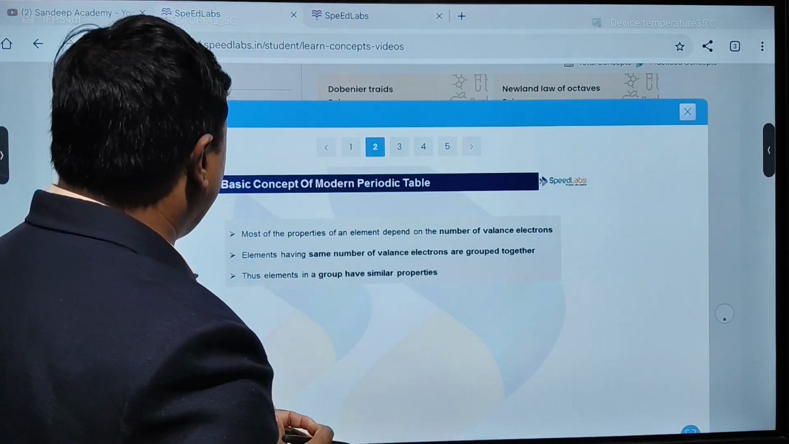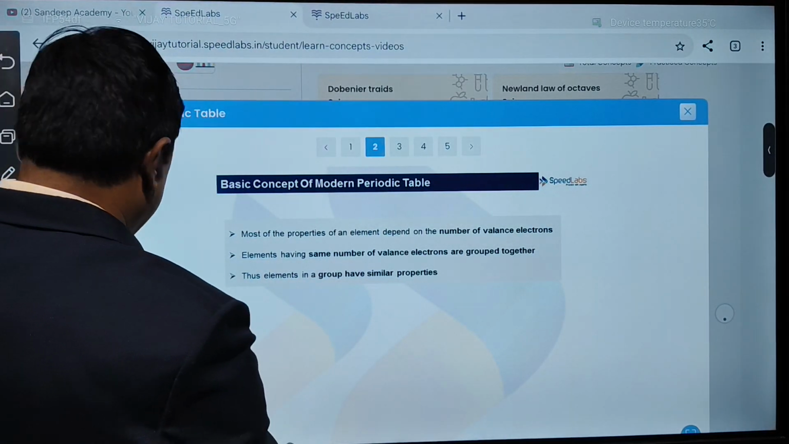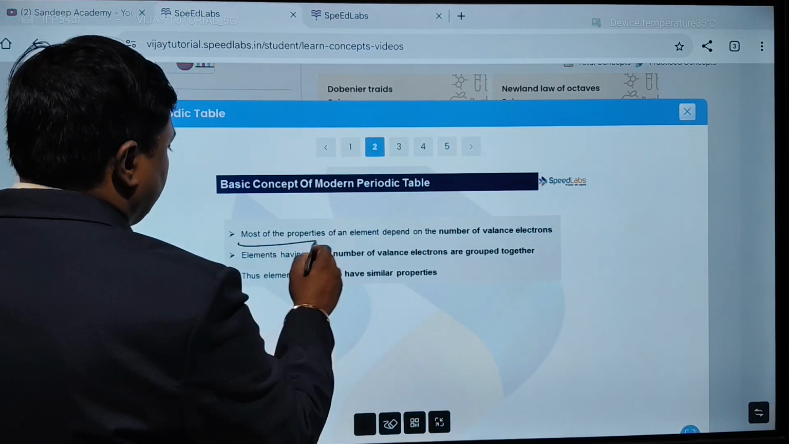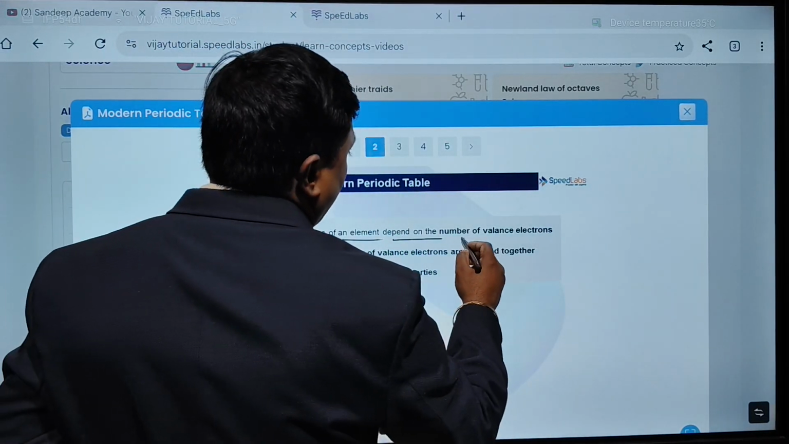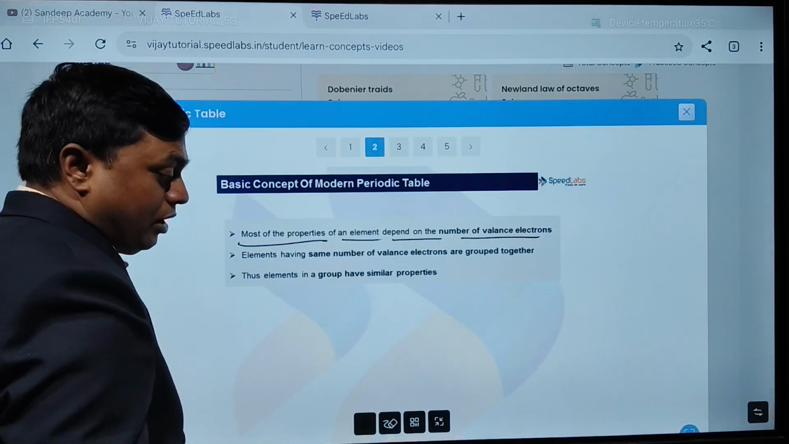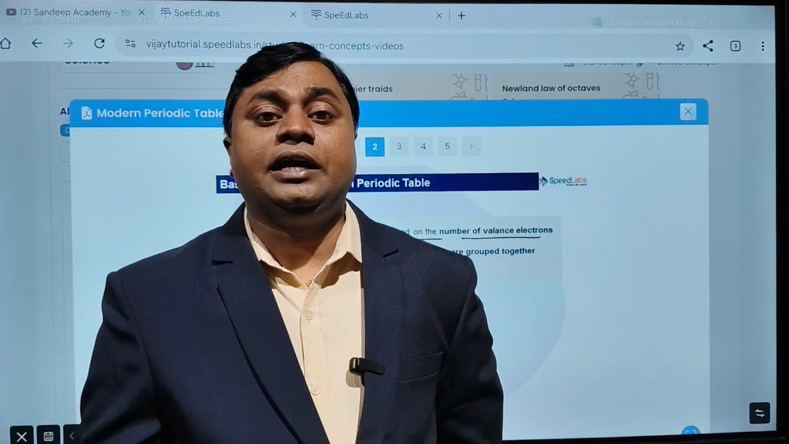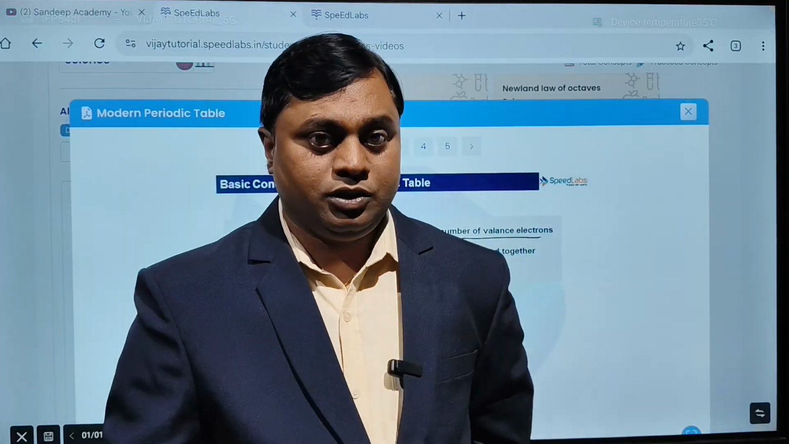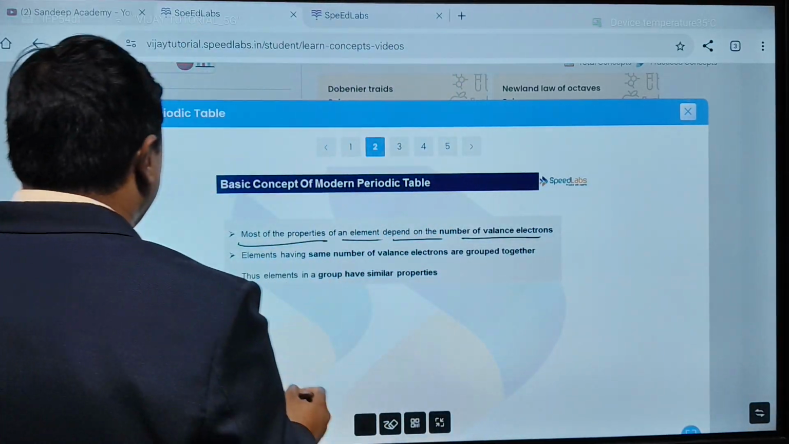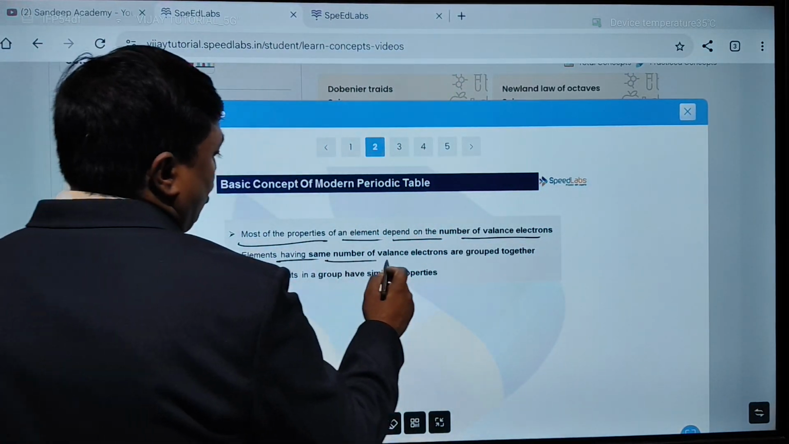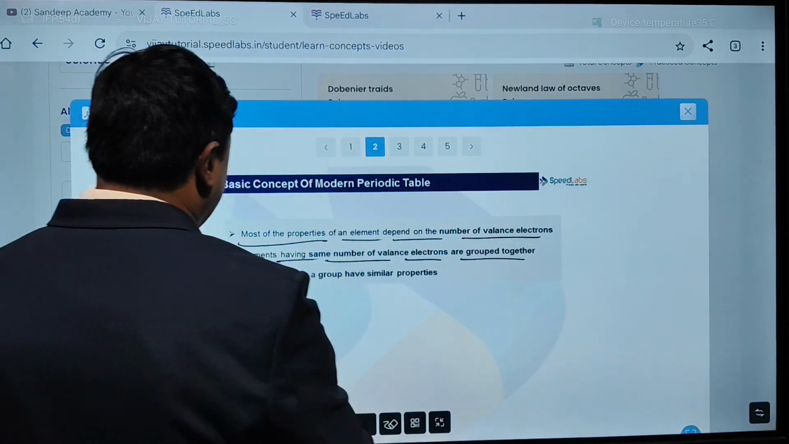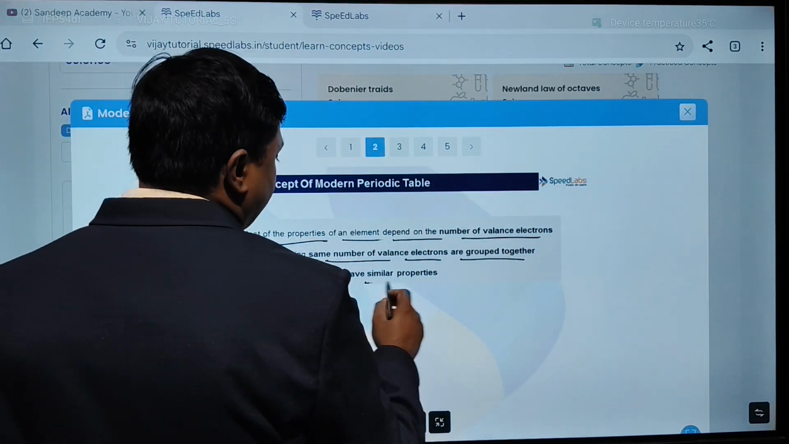Basic concepts of the modern periodic table. Most of the properties of an element depend on the number of valence electrons actually. What is the reason for periodicity in the modern periodic table? It is due to similarity in the electronic configuration. Elements having the same number of valence electrons are grouped together. Thus, elements in a group have similar properties.